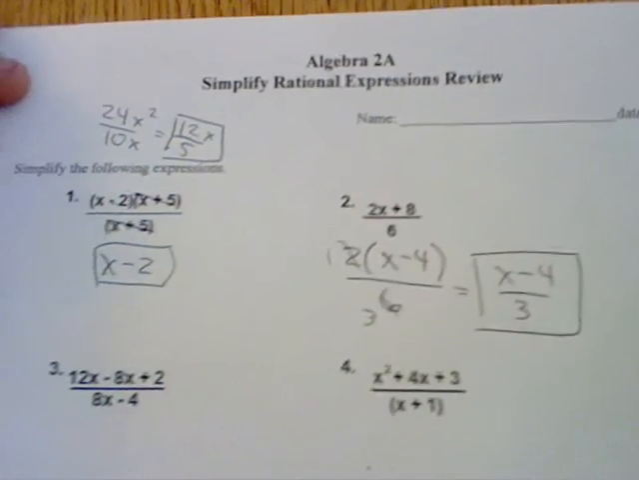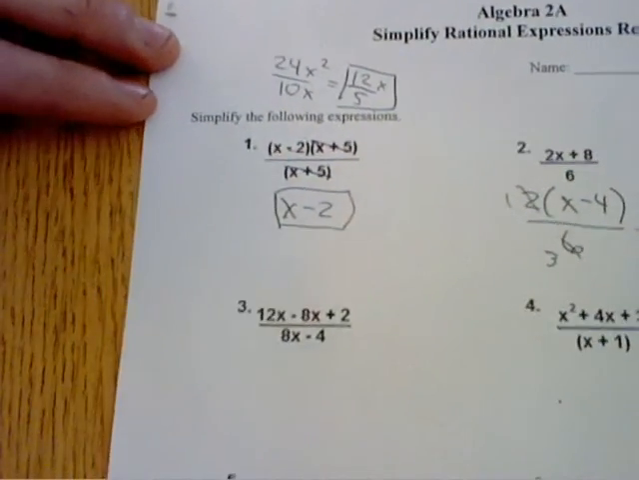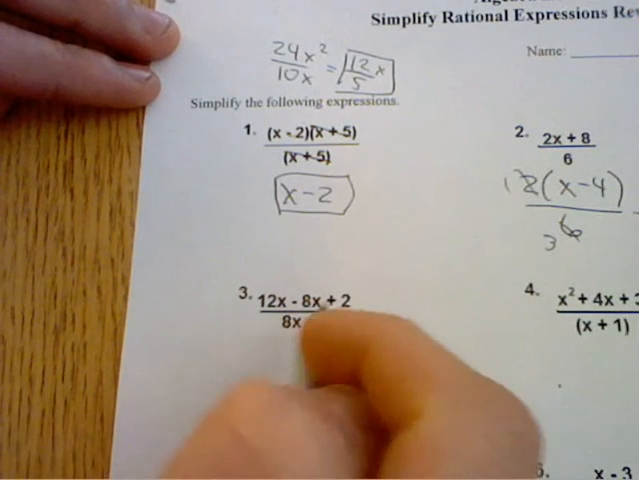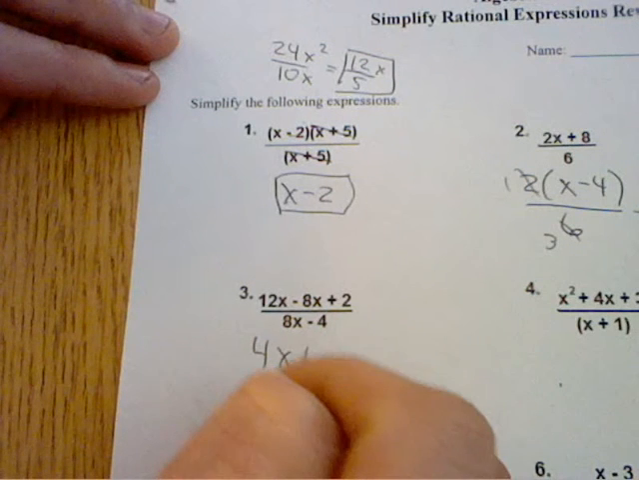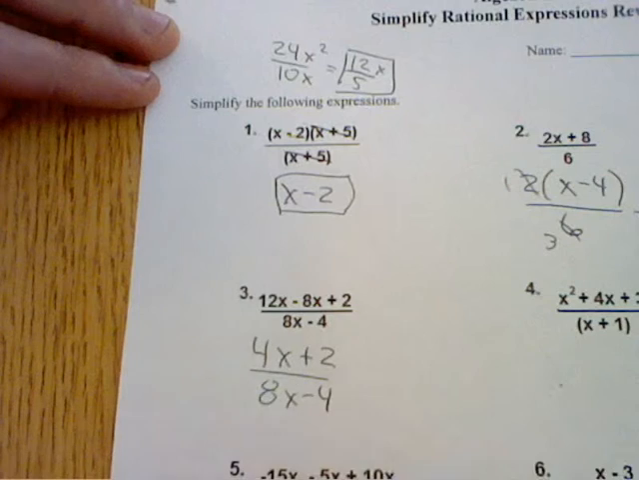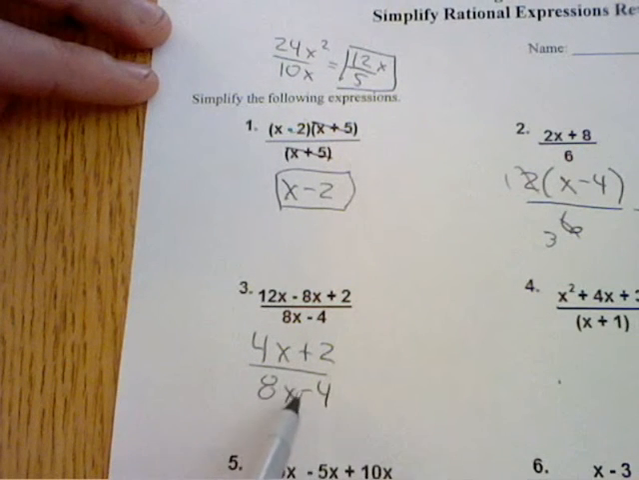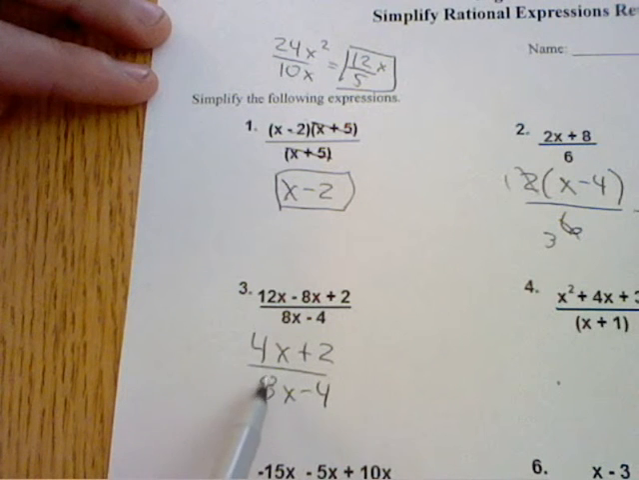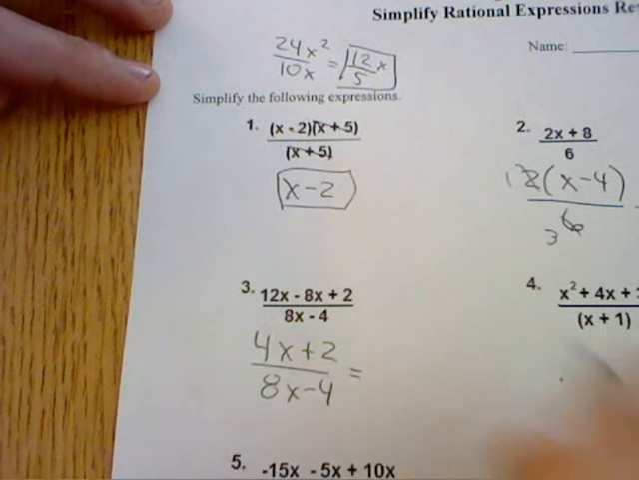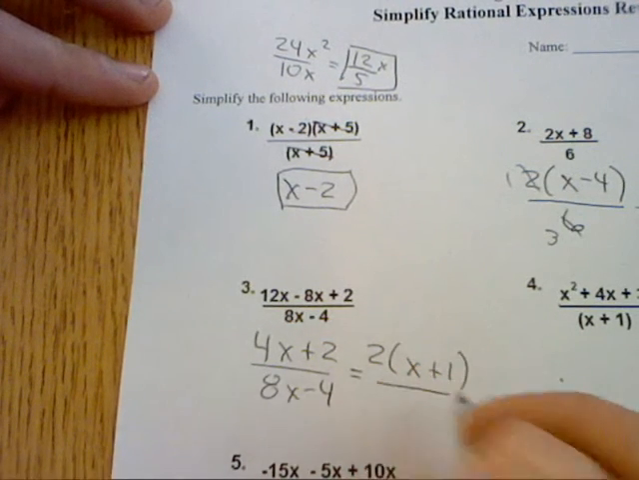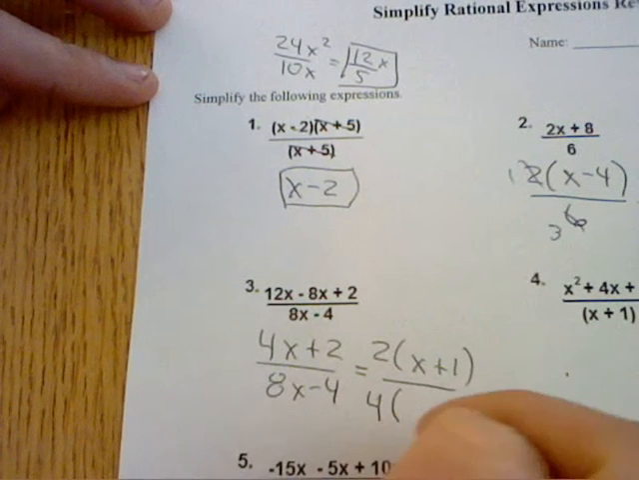Okay. The third one here, I would actually combine these like terms in top first. 12x minus 8x is 4x. In the bottom, you got an 8x minus 4. And again, I can't really reduce down until I factor something out. I can't just reduce the 4 and the 8 down because there's other stuff involved. So let's factor 2 out of the top, and let's factor a 4 out of the bottom.